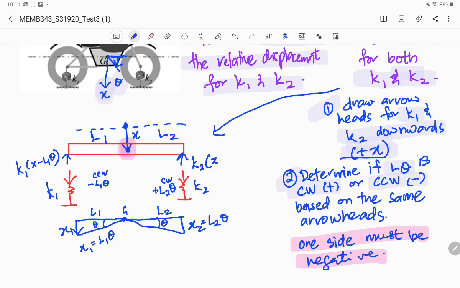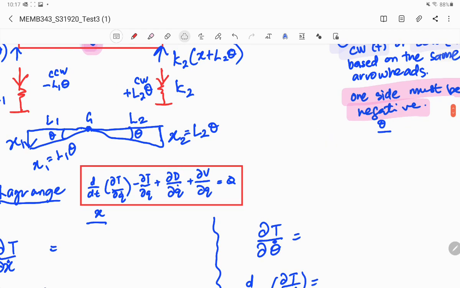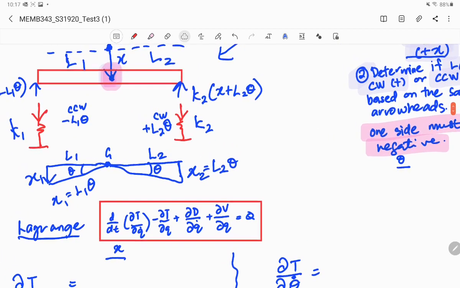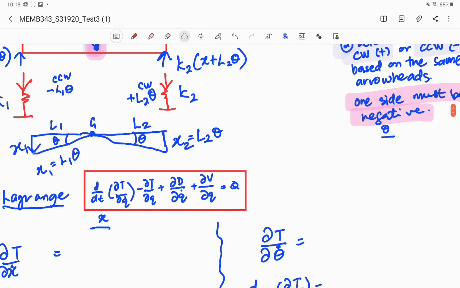You're using the same x plus L2 theta. Okay, that's how you write the forces. So once you have the forces, then only you can use Lagrange. So you have all the forces defined. So now in Lagrange, you just need to identify the kinetic energy, potential energy, and also the Rayleigh dissipation function.